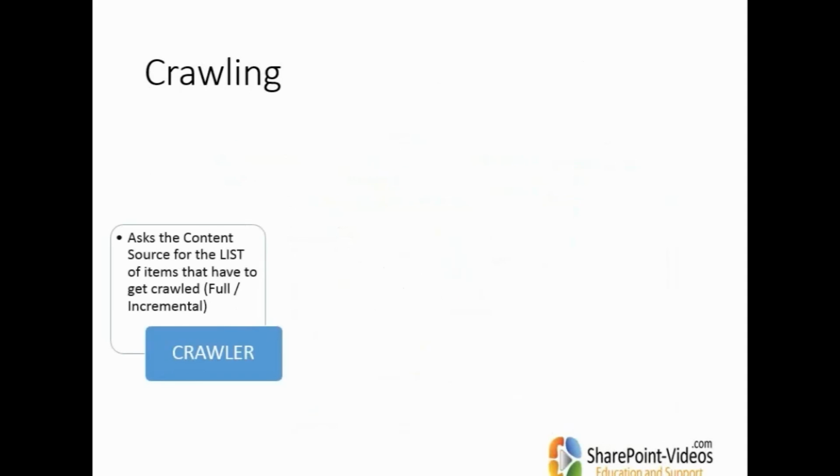The first step of content processing is the crawling. So first of all, the crawler starts this process and goes to the content source asking for the list of items that have to get crawled. In case of full crawl, this is the full list of all the items. In case of incremental crawl, this is a list of the items that have been changed since the last crawl.